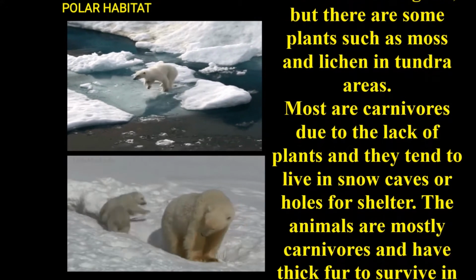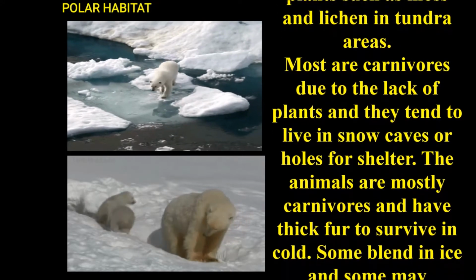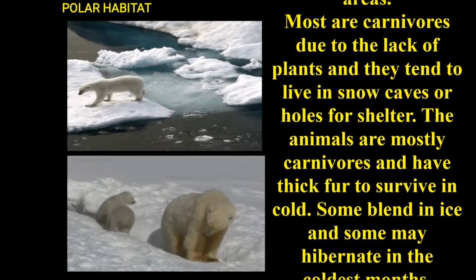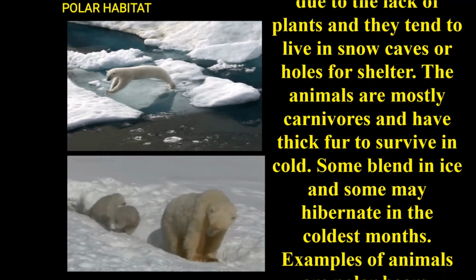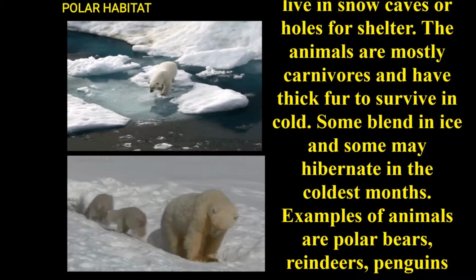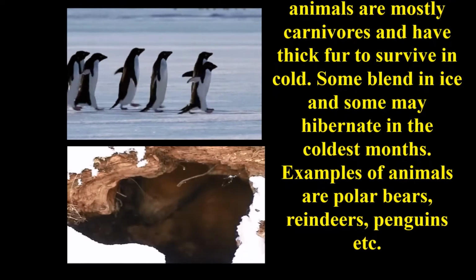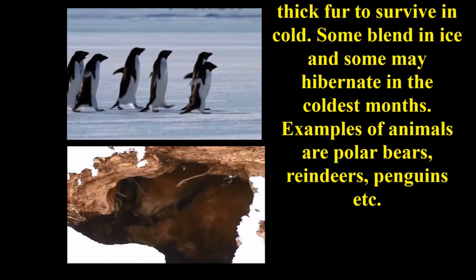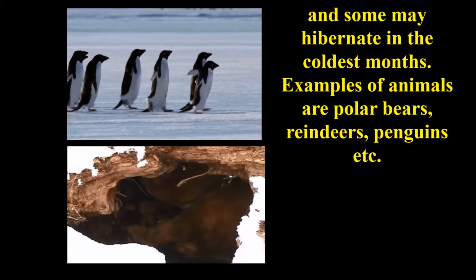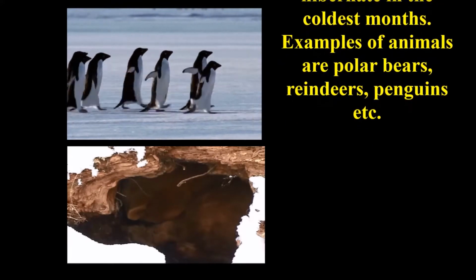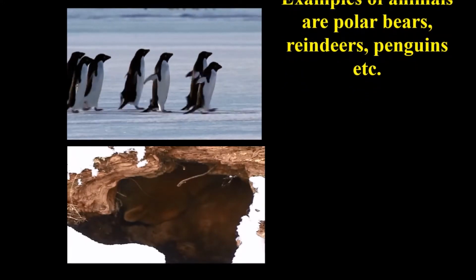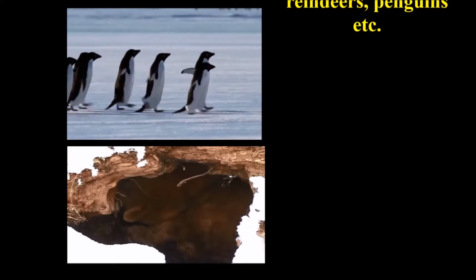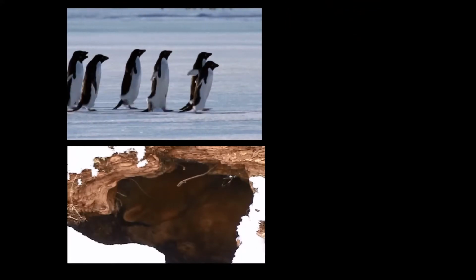Most animals are carnivorous due to the lack of plants and they tend to live in snow caves or holes for shelter. The animals are mostly carnivorous and they have thick fur to survive in the cold. Some blend in with the ice and some may hibernate in the coldest months, like bears. Examples of animals in this habitat are polar bears, penguins, etc.